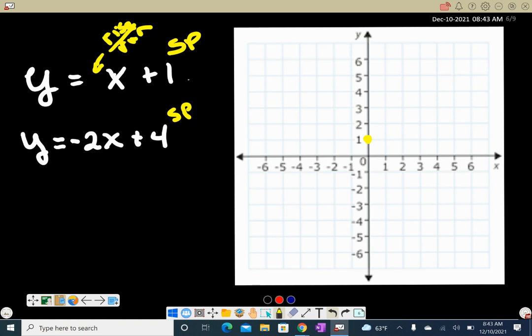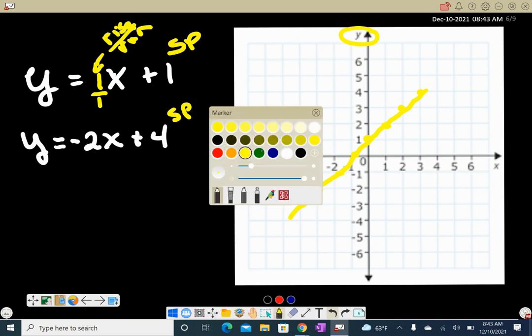This is my y-intercept, so it's always on the y-axis. My slope, remember, there's a 1 there, so it's 1 over 1. Up 1. And I'm going to draw a line through there. I know I have a line tool. I know that looks really, really bad. All right, let's go with a different color.